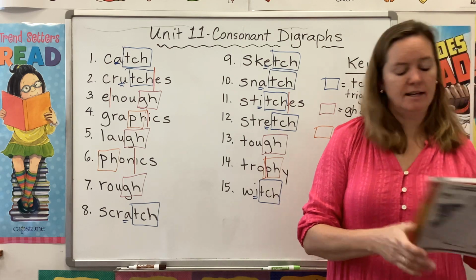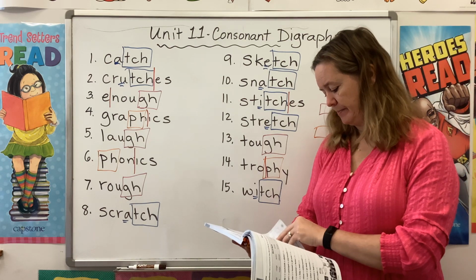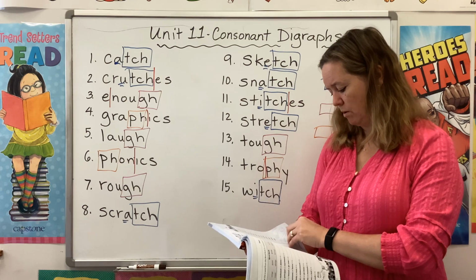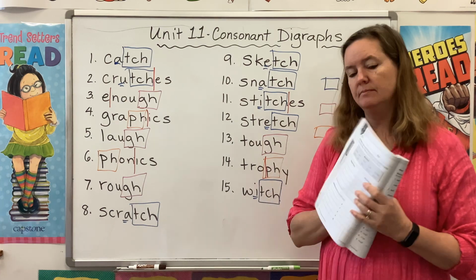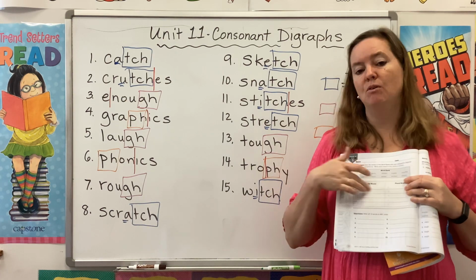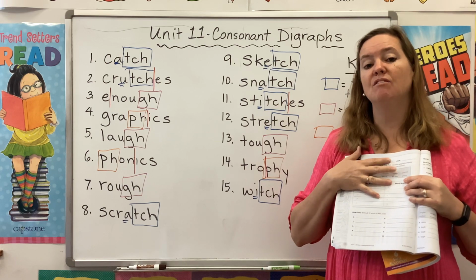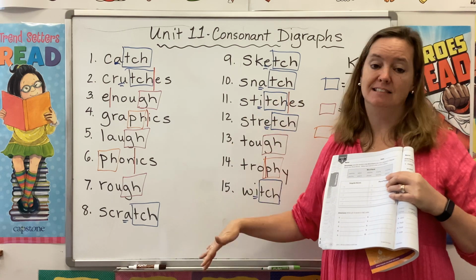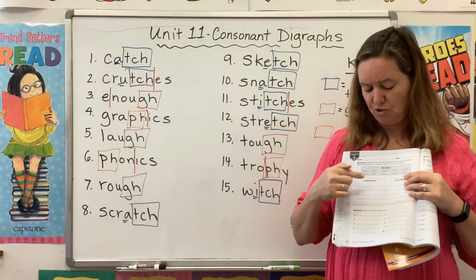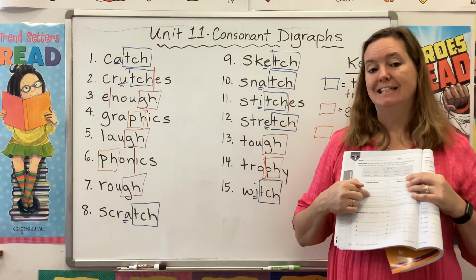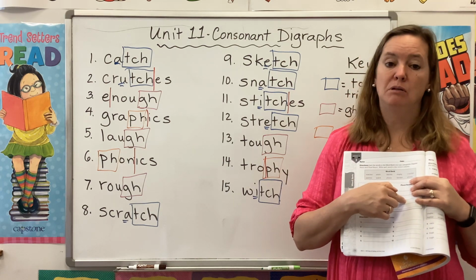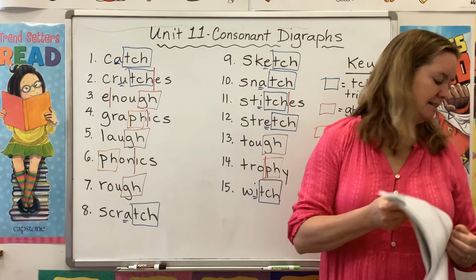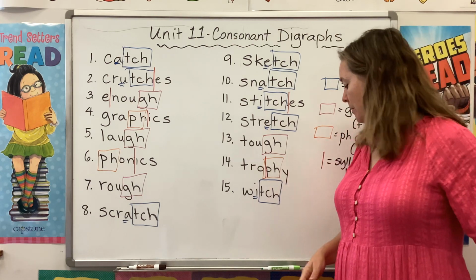When you get to page 74, you're going to have a word bank full of words that contain these digraphs. And you're going to have to sort them into 2 categories, singular nouns and plural nouns. So let's practice together right now.